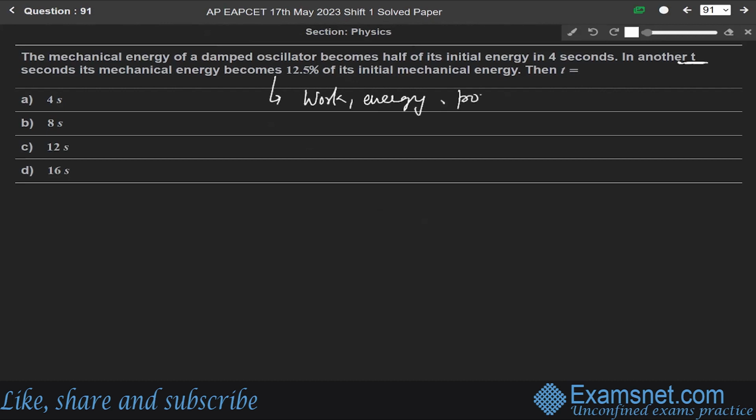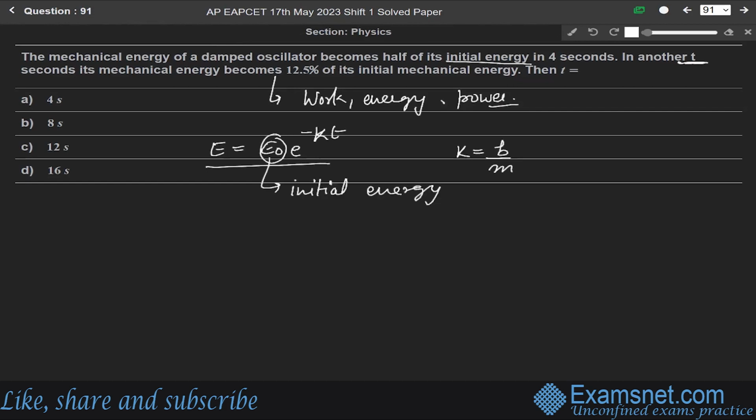and power. Okay. So the energy of the damped oscillator after time t seconds will be, let us say, E equals E naught e to the power minus kt, where k equals b over m, and E naught is the initial energy. Initial energy means the energy at time t equals 0 seconds.